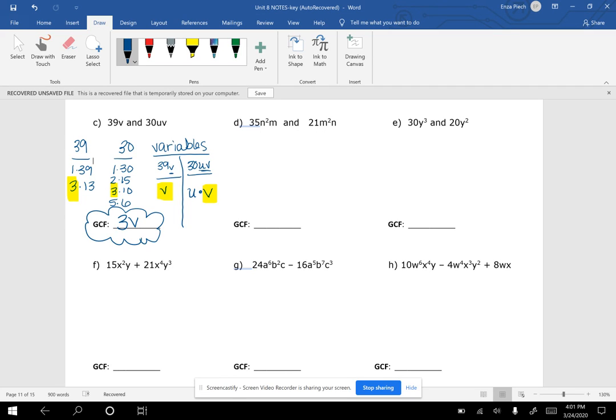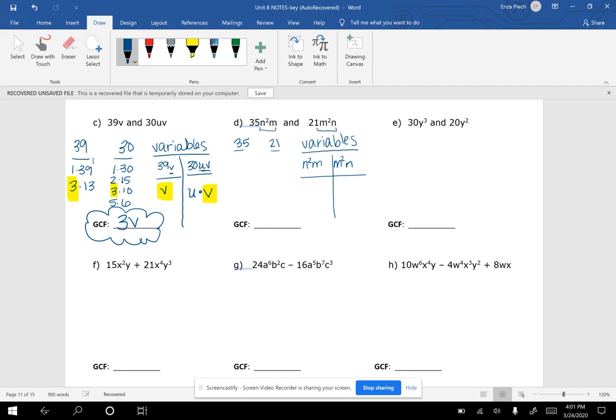So if we look at this, we've got two coefficients. We're going to use those almost as constants. We've got 35, we have 21, and then we're going to split it up for our variables. Now I'm going to look at just the variables here in my first term and just the variables here in my second term. First term I have n squared times m, and the second term I have m squared times n.